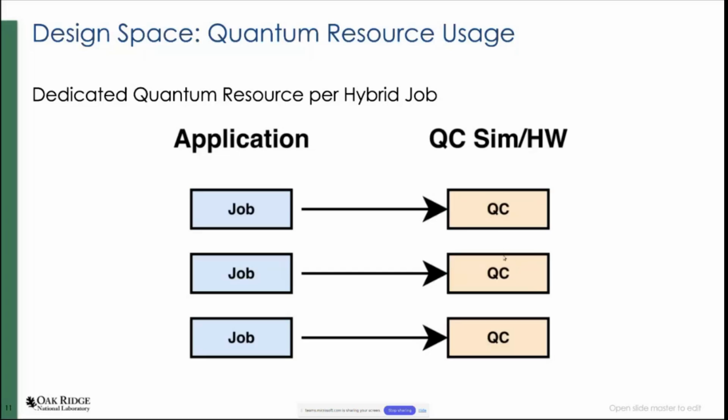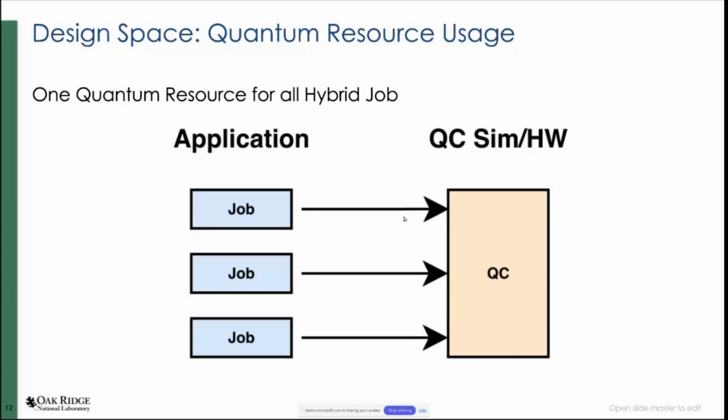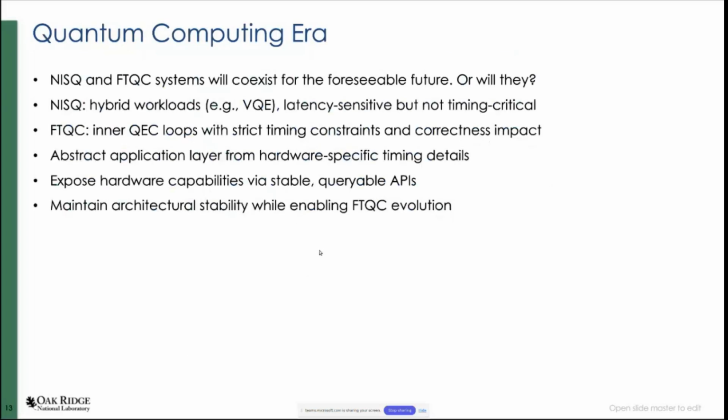This is not practical, but it could be in the future where you can assign a job one quantum resource, and then it can use that, or you can have one quantum resource that all the jobs share. So all these impose requirements on the software stack that need to be fulfilled.